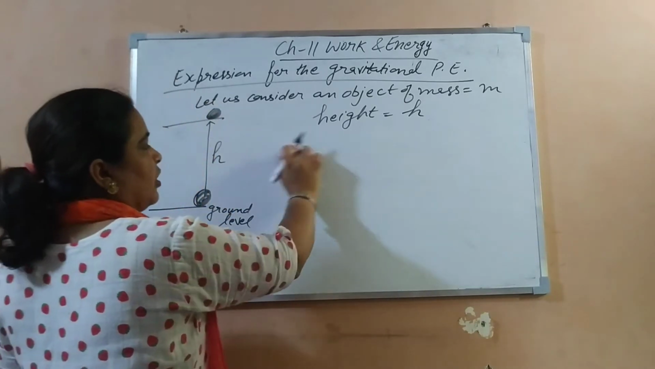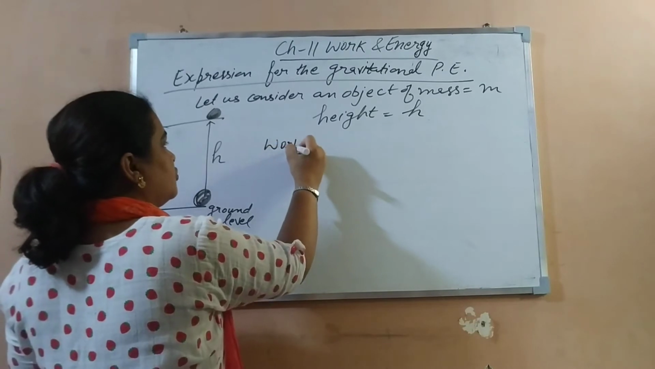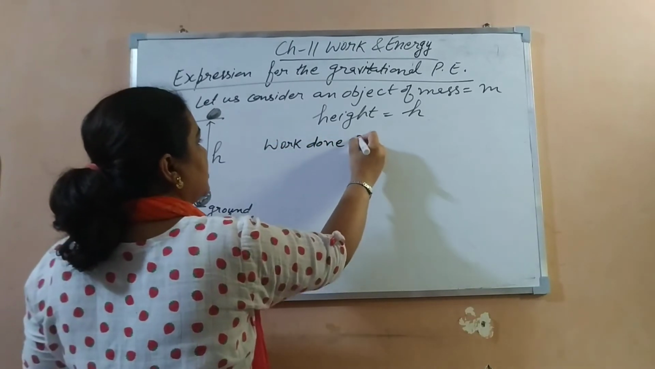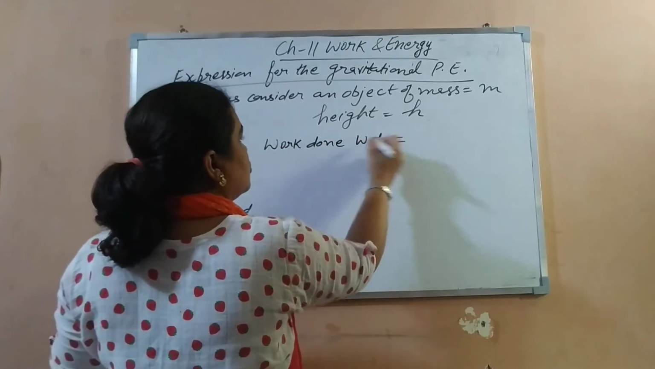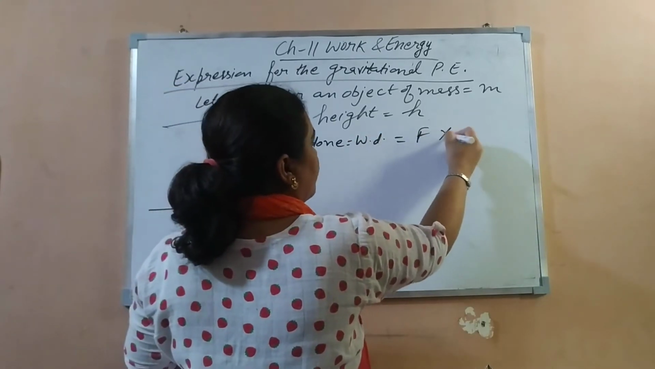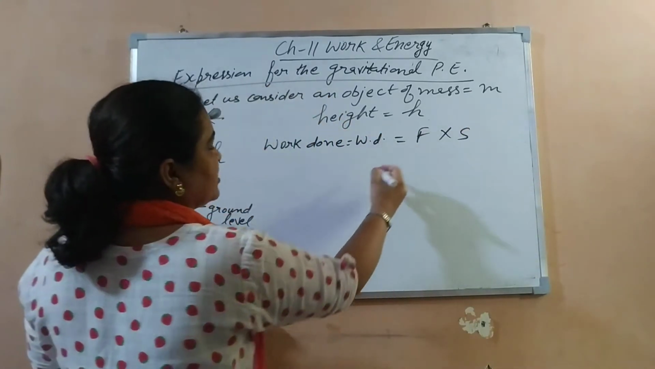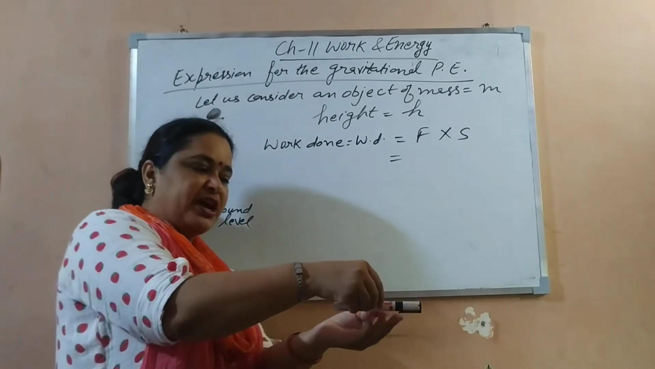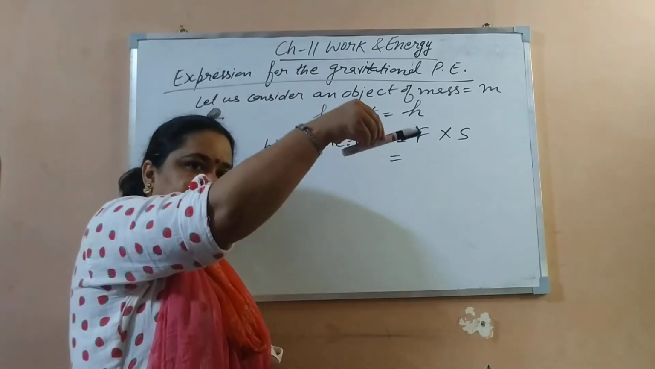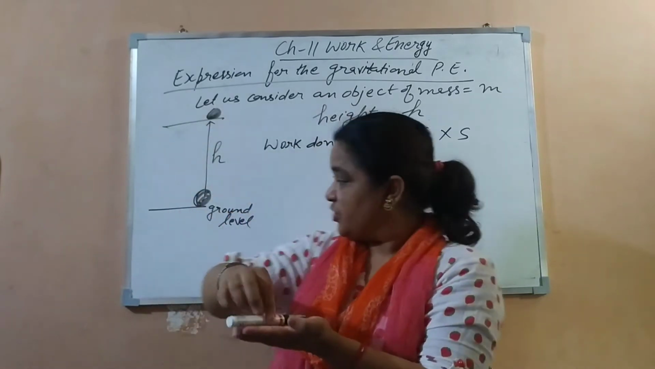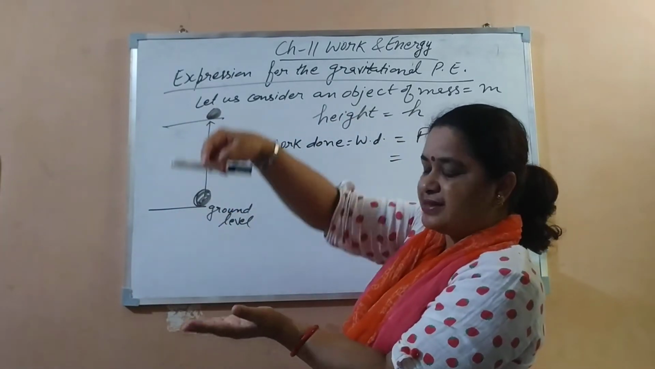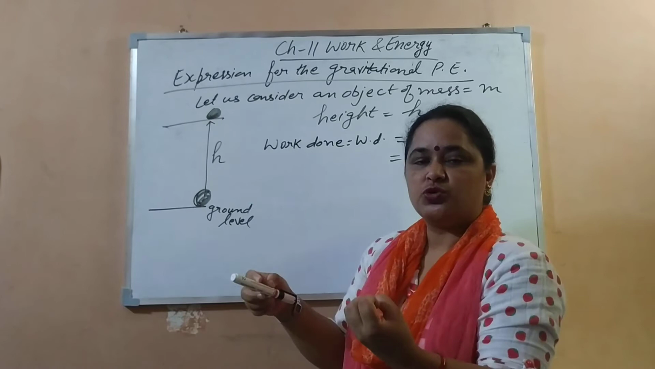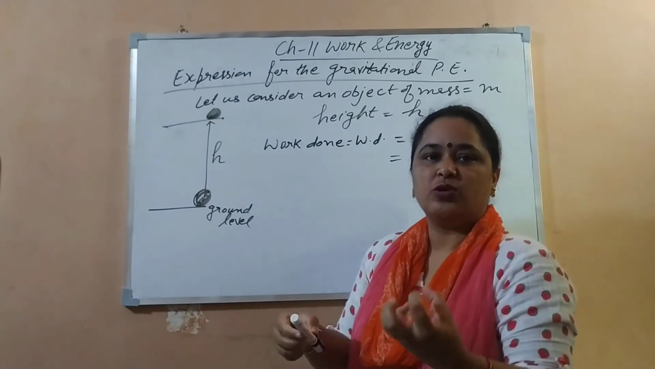So what is the amount of work done here? Work done is equal to force into displacement. So how much force should we apply on the body? I want to raise this body against gravity, from the ground to the height. We should apply a force which is equal to its weight.